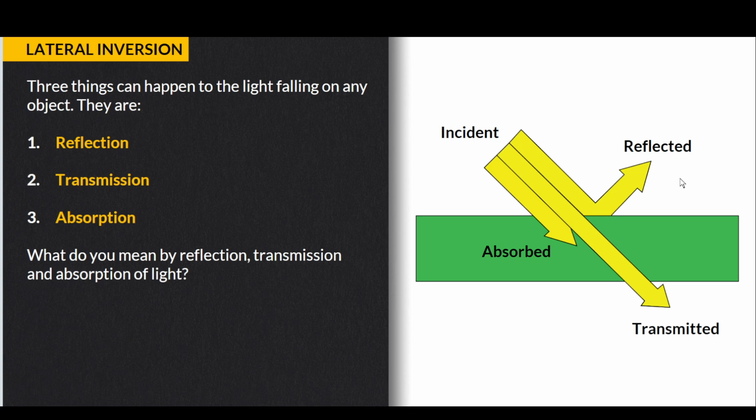This is called reflected. And a part of it just transmits or passes through the object, that is called transmitted. And a part of the incident light just gets absorbed by the object. So these are the three things that happen to the light which is falling on any object. And what are these processes called? Reflection, which bounces back; transmission, which passes through the object; absorption, which is absorbed by the object.